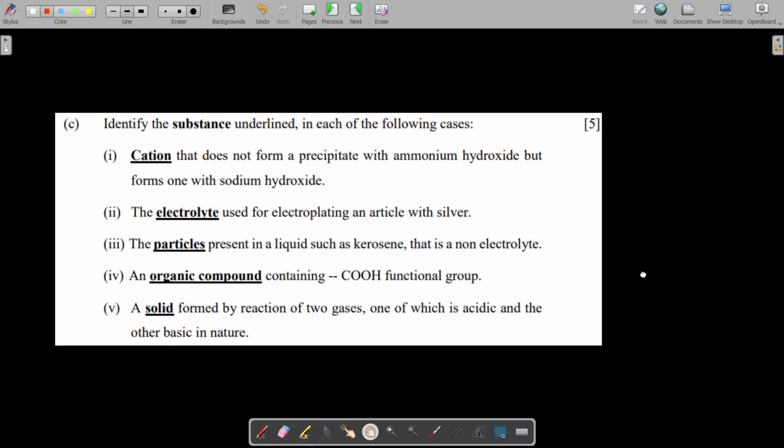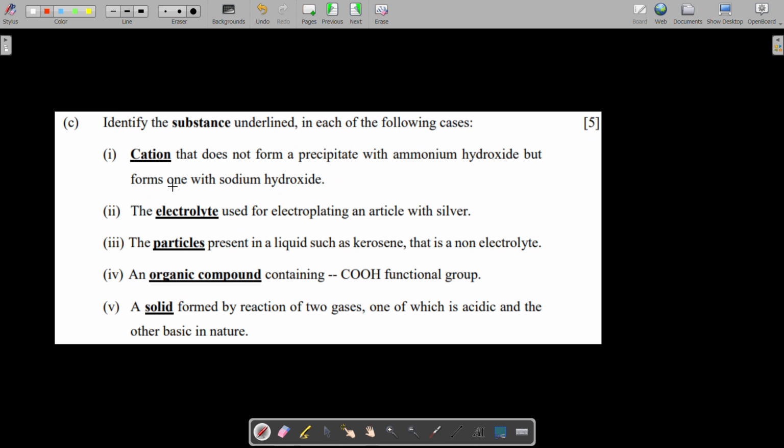Next, fill in the blank. This also I considered, as I told you. Cation that does not form a precipitate with ammonium hydroxide but forms one with sodium hydroxide, that is calcium 2 plus ion. The electrolyte used for electroplating an article with silver, very important: sodium argentocyanide. Remember the formula also, Na[Ag(CN)2]. You have to write it like this only, with square brackets.